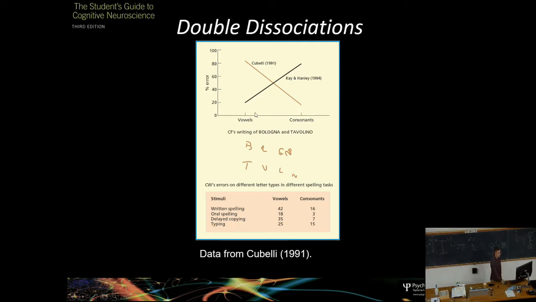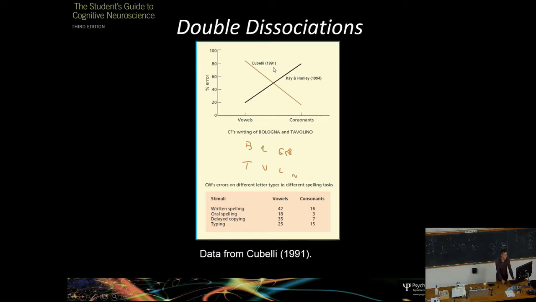So these are patients who have problems in producing written words, and perhaps somewhat bizarrely, you've got some patients who have problems in producing vowels and others who have problems in producing consonants. So this is somebody who's writing a word like Bologna, where they literally have lost the ability to write vowels, and it can't be that they've lost the actual motor ability. And you have what are called double dissociation.